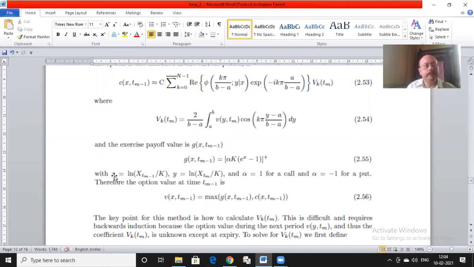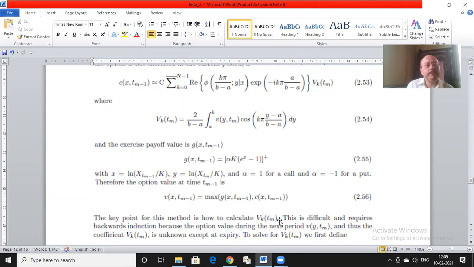So X is acting as my initial now. X is the log stock price at Tm minus 1 divided by K. Y is the terminal. So the terminal now I take only for the next decision node. I am basically trying to solve the problem only for the interim segment, only one single segment. And for put and call, I have combined them.